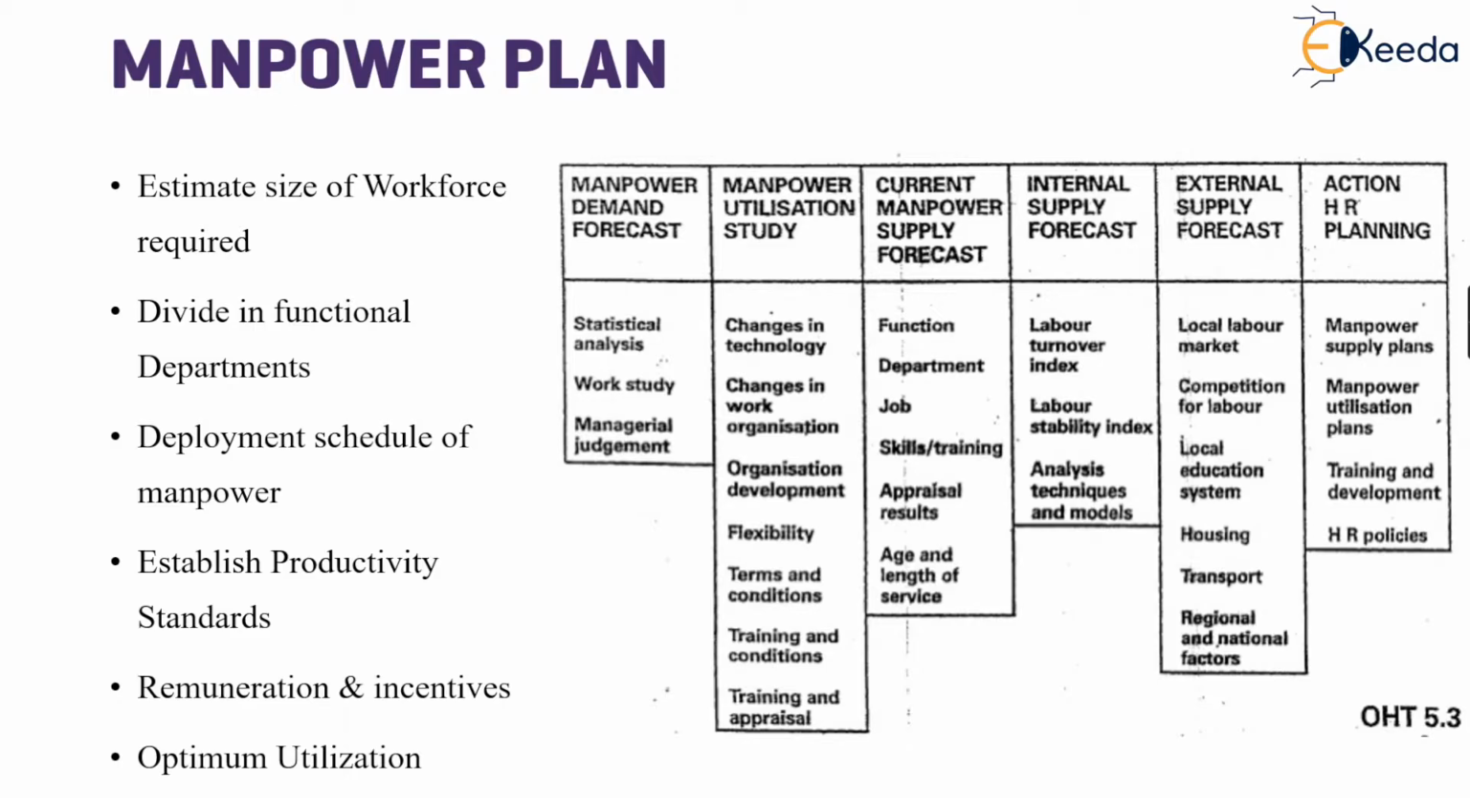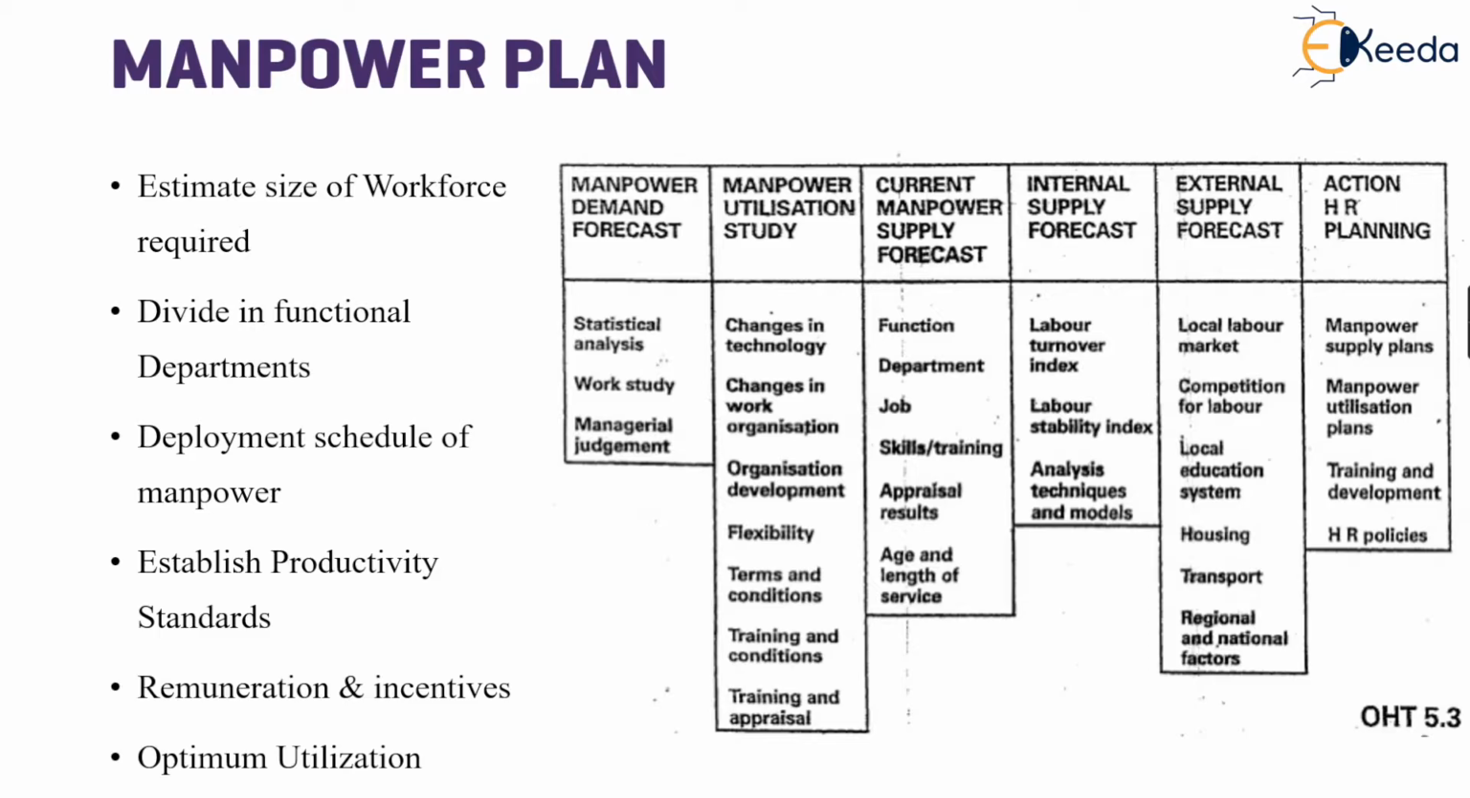Internal supply forecast by considering the labor stability index and labor turnover index is noted, while external supply forecast is done by looking at the local labor market, the competition for labor, etc. At the end, the HR has to plan the manpower supply status, the training and development, its HR policy, and the manpower deployment schedule.